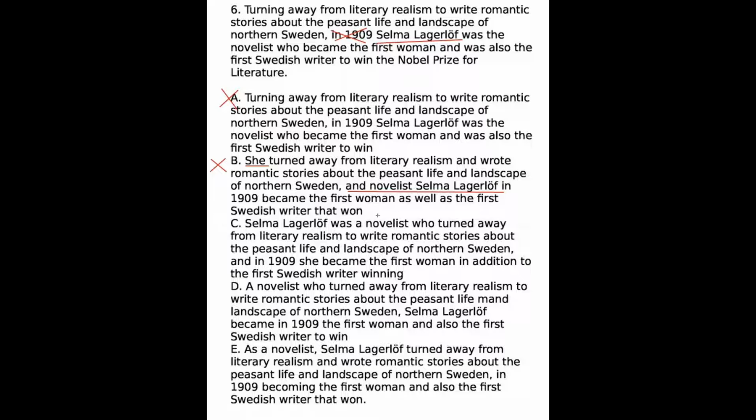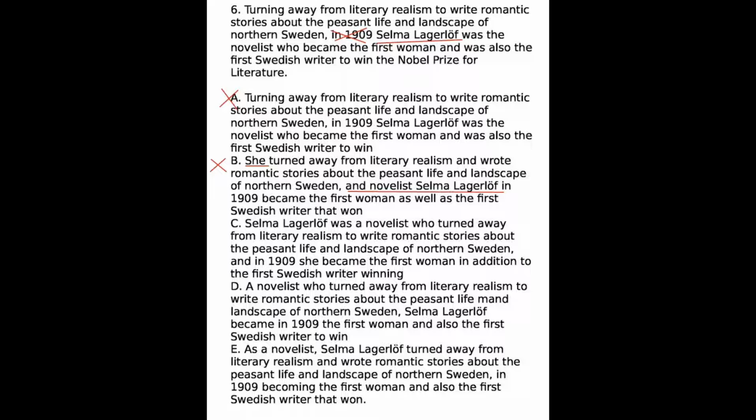Selma Lagerlöf was a novelist who turned away from literary realism to write romantic stories about the peasant life and landscape of northern Sweden, and in 1909 she became the first woman in addition to the first Swedish writer winning the Nobel Prize for Literature. Now, I hope you can see that this winning, if it were going to be a participle clause describing the previous clause, then describing the first Swedish writer, describing Selma, we would need a comma.